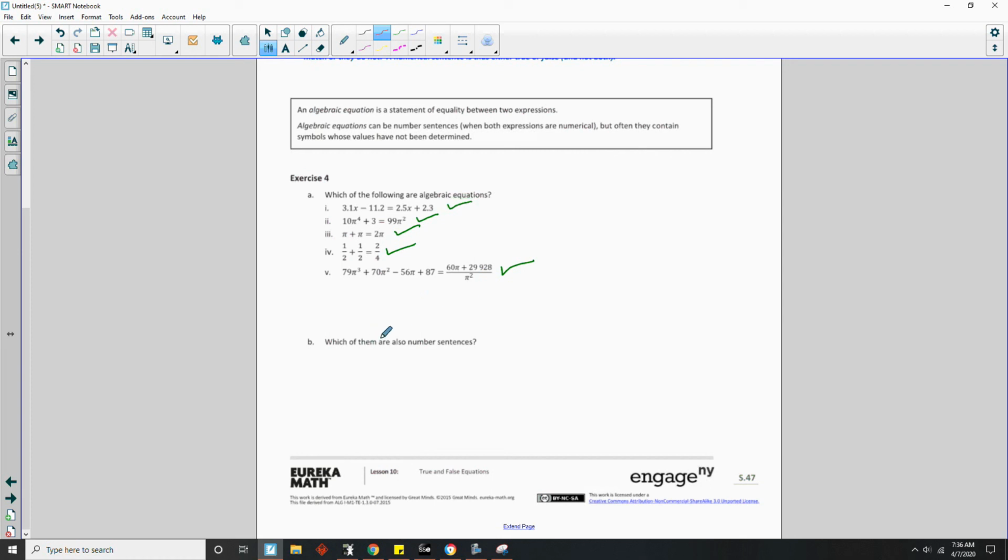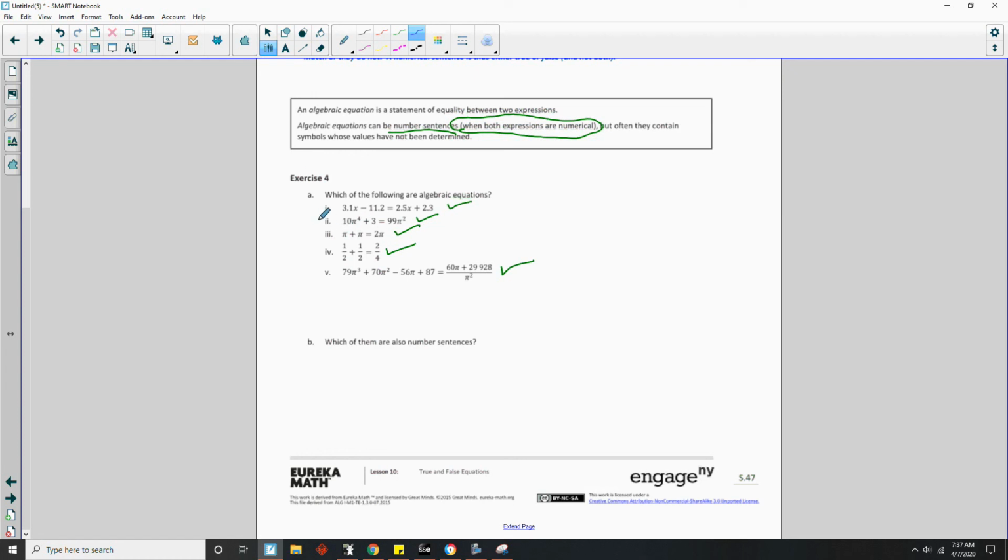B says, which of them are also number sentences? Okay. So what they mean by this is a number sentence is when both expressions are numerical. So, looking at these, what they're basically saying is they're all numbers. Well, pi is a number, so this is a numerical number sentence. It's 3.14159, and so on. It's not a variable that can change. It has a numerical value. Pi is a number, not a variable.